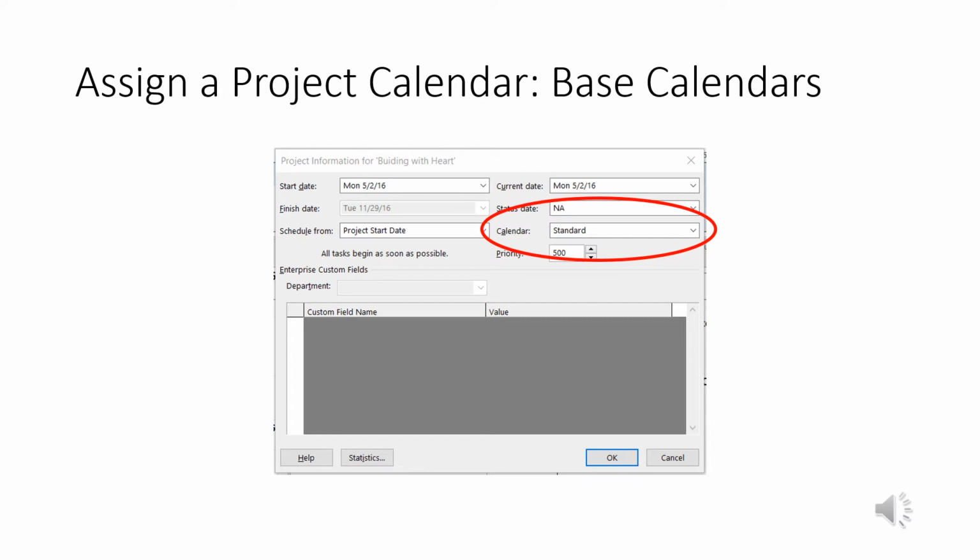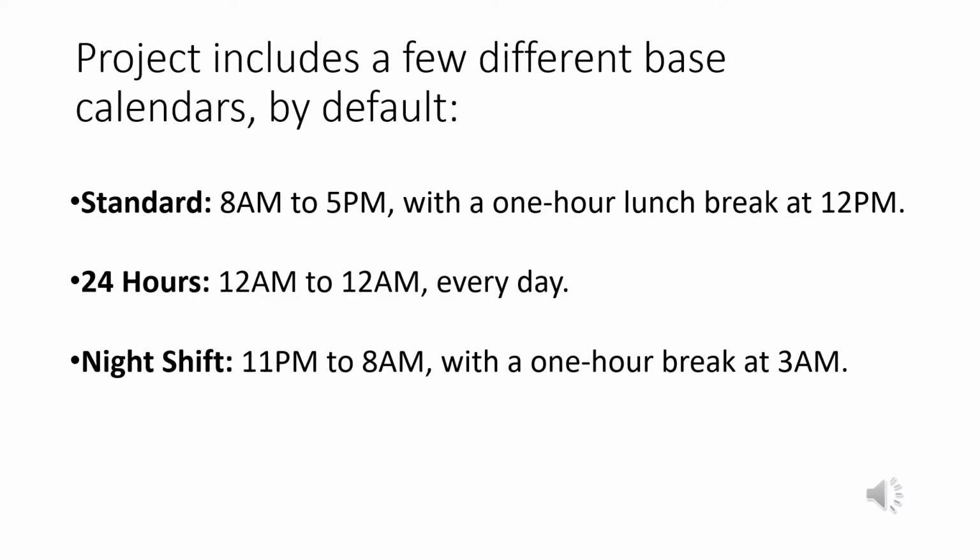There's actually three choices we have. The standard, which is the default, will show an 8 to 5 day, Monday through Friday, 1 hour lunch break at 12 o'clock. You can do 24 hours a day, so that's from 12 to 12, no breaks, just straight calendar. If you have a night shift, go from 11 p.m. to 8 a.m. and a lunch break at 3 a.m. These are our three default views.